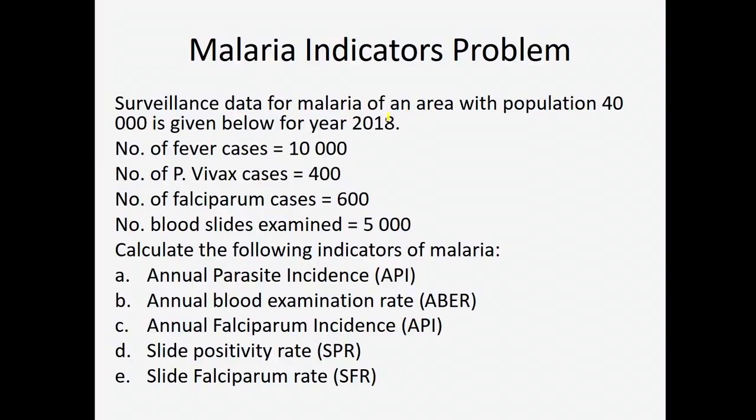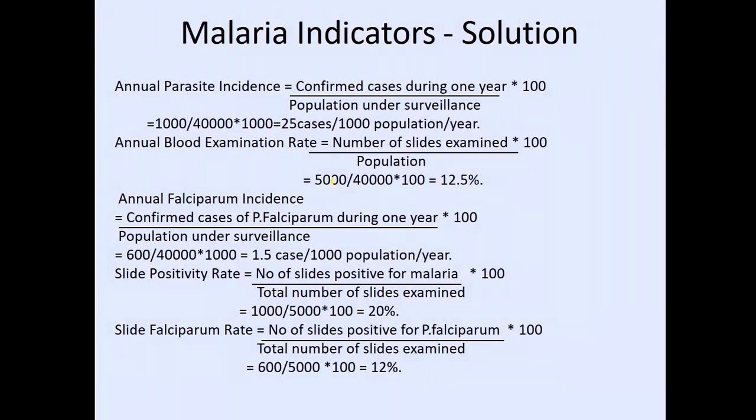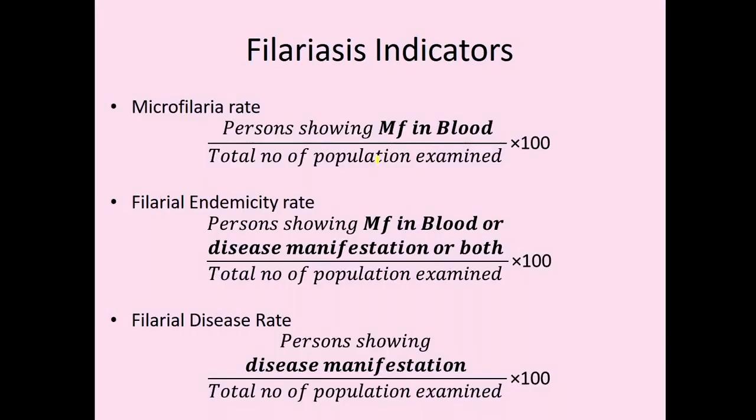It is surveillance data for malaria of an area with population of 40,000 is given below for the year. This number of fever cases, vivax cases, falciparum, blood examined. So we need to calculate all this using the formula, and the answers will be like this. So you can pause and check the answers. Now we are moving to the next, filariasis indicators, which is the 3 key important indicators: microfilaria rate, filarial endemicity rate, filarial disease rate. Microfilaria means total microfilaria in blood, total person showing microfilaria in the blood.